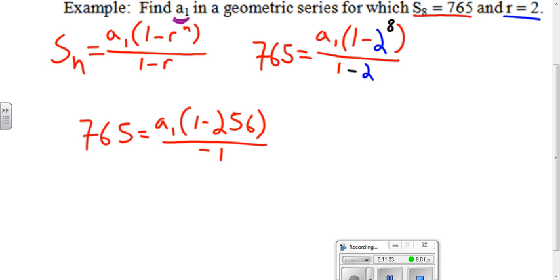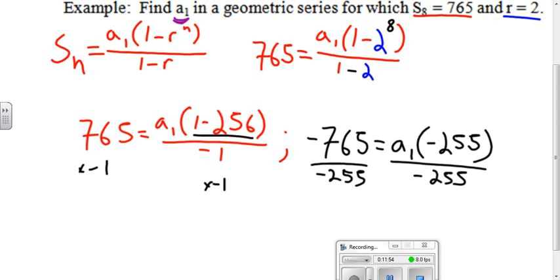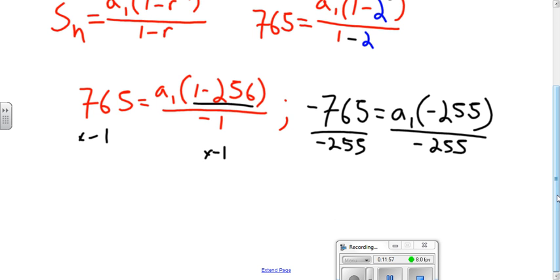I'm going to do two steps here at the same time. I'm going to multiply both sides by negative 1, and I'm going to do 1 minus 256. So we'd say then negative 765 equals a sub 1 times 1 minus 256 is negative 255. Now I will just divide negative 255 out of both sides. This should be a negative. And so we would say then that a sub 1 equals 3.